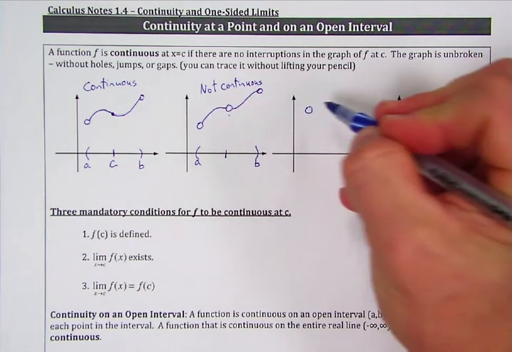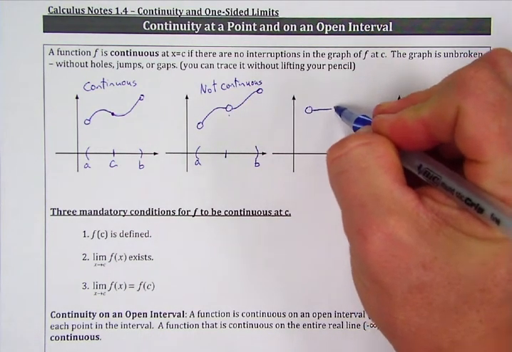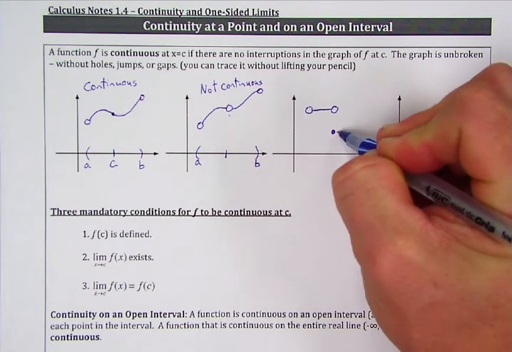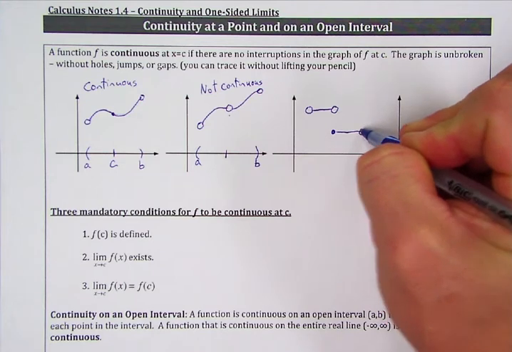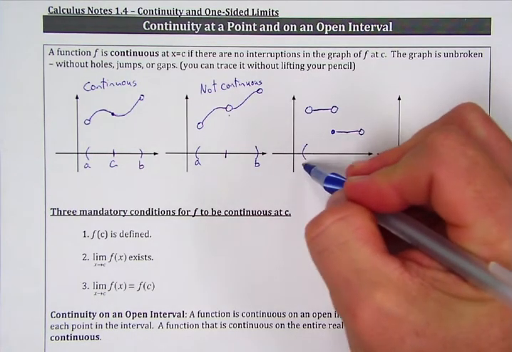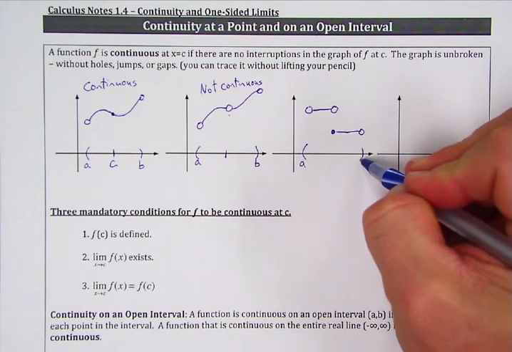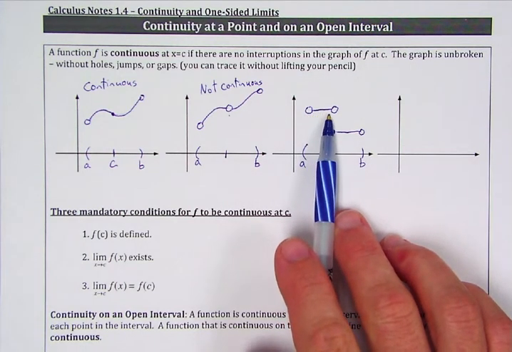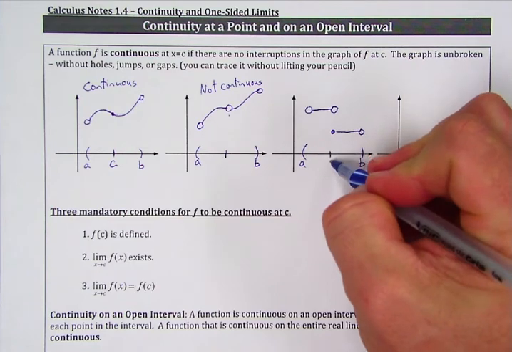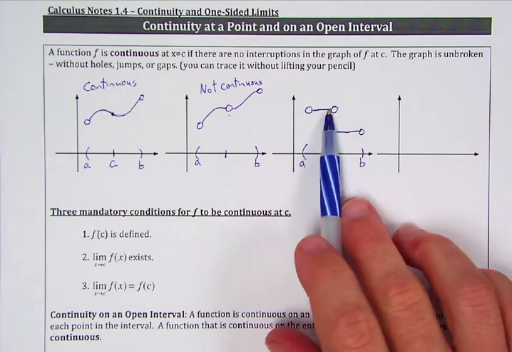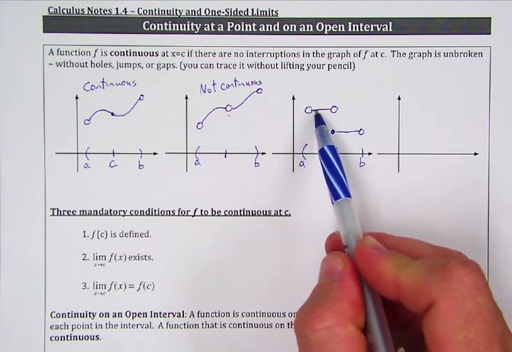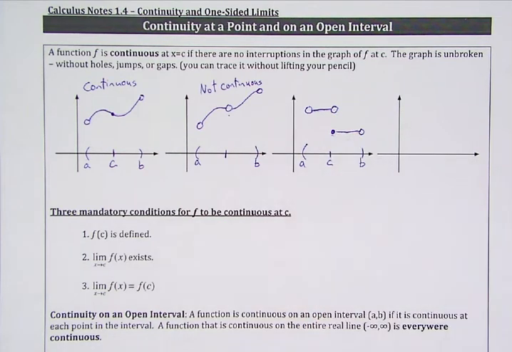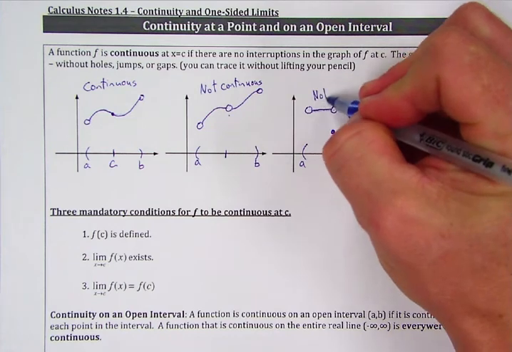because we have a gap or a hole. Another way is if we have something like a step function. So now on the interval a through b, we could pick a c right here. And this would not be continuous because if we tried to trace this, we would have to lift our pencil and move it down here to continue tracing it. So this is not continuous.